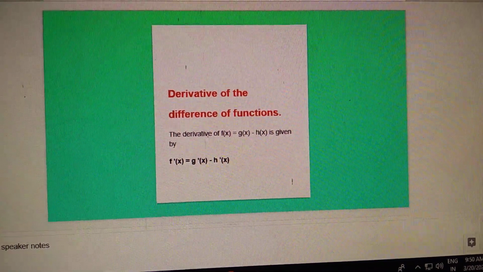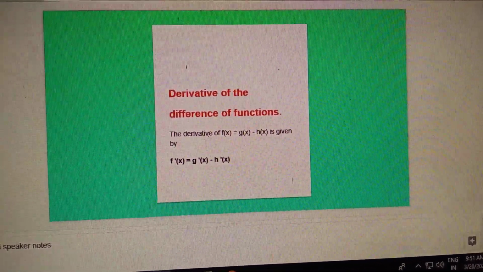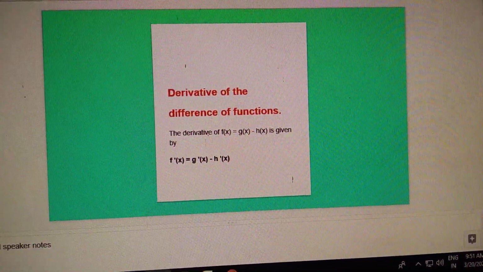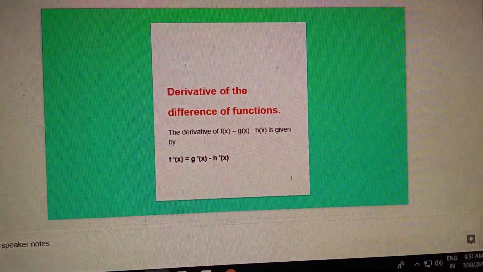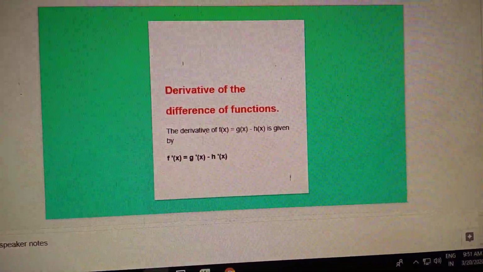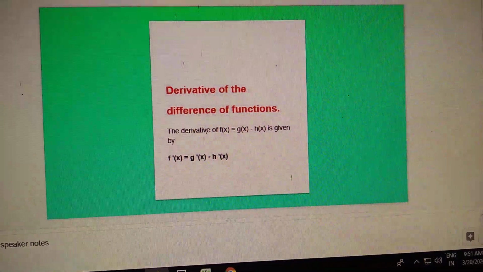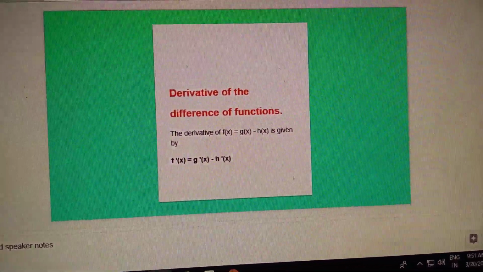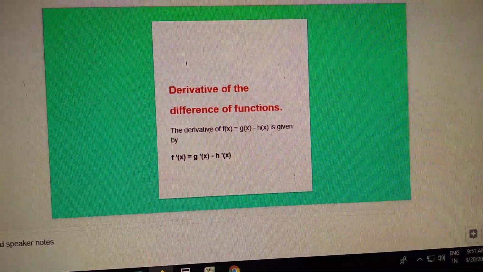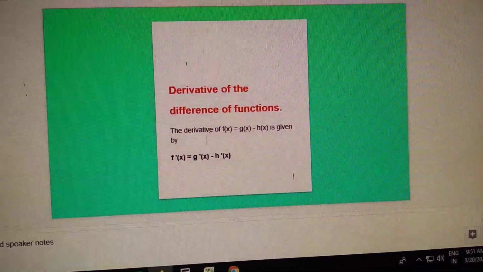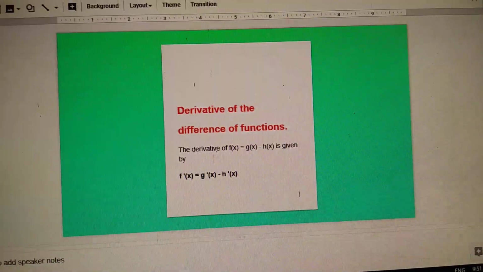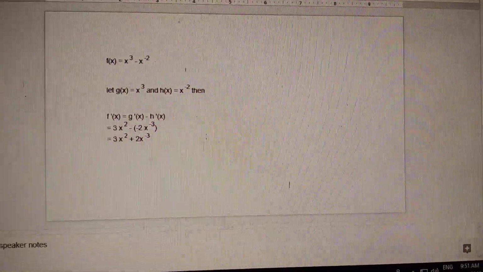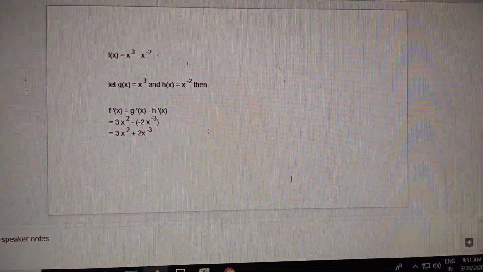Now if f(x) is the difference of two functions, f(x) equals g(x) minus h(x), then the derivative of f(x) is g dash minus h dash. That is, the derivative of the difference is the difference of the derivatives. Now we clear these rules with a suitable example.